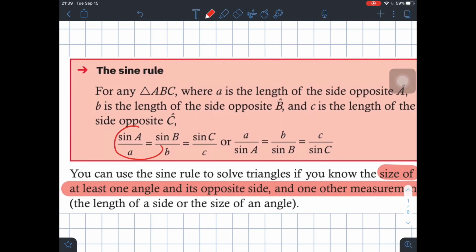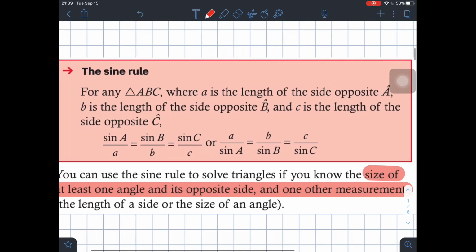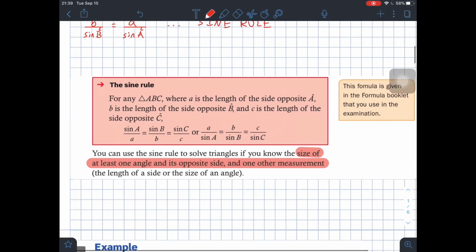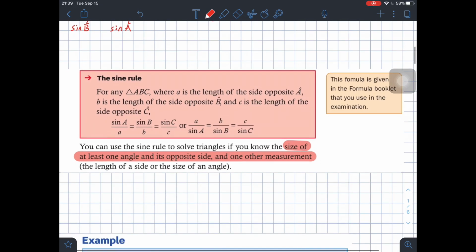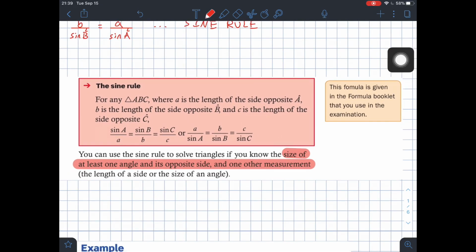Sine of A divided by A is equal to sine of B divided by B equal to sine of C divided by C. Or we could flip the order of this, numerator and denominator, and we're going to get this formula: A over sine A equals B over sine B equals C over sine C. And this is what we know as the sine rule, okay? It says this formula is given in the formula booklet that you use in the examination. So you don't need to memorize this formula.